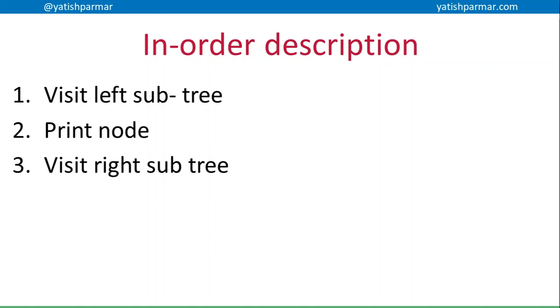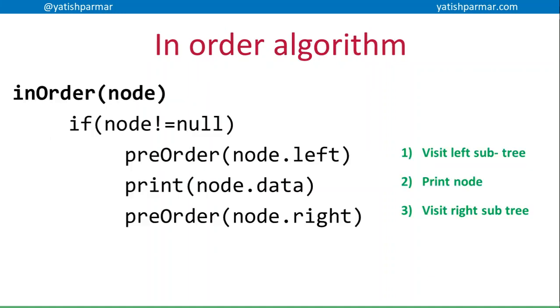If you're going to do an in-order, you have the print statement in between the left and the right calls. And so the algorithm, again, is very, very straightforward. We've got our call in-order, passing it a node. If the node is not equal to null, then we have a recursive call to the left, print the node, and then a recursive call to the right.